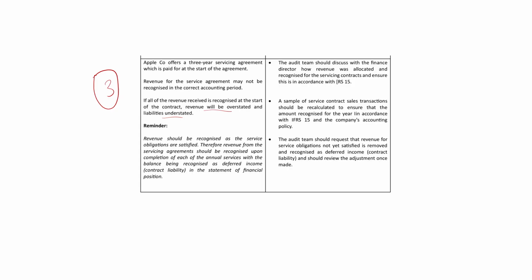Very similar response. I'm going to discuss this with the finance director to find out how the revenue is allocated. It was obviously a different type of contract in the previous example. Over here, I'm going to take a sample of the service contract sales transactions, and I am going to make sure they've been recorded in the correct accounting period. So debit bank or cash because money has come in. But for the 3-year servicing agreement, I can only recognize this year's income. The remaining 2 years' income is money received in advance. It needs to be deferred as a liability.